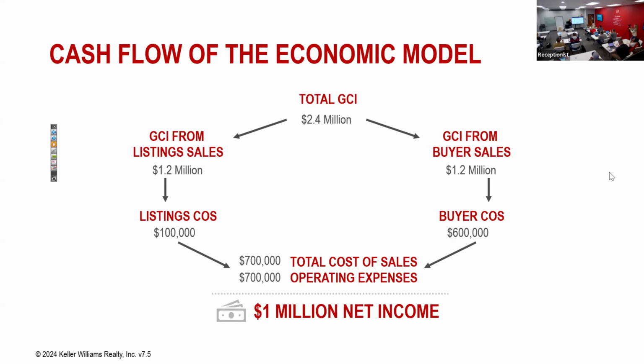But when we're talking about cost of sale, listings cost of sale would be about $100,000 and buyer cost of sale would be about $600,000. Anybody have any ahas right away? Why? Yes. Why are buyer's agents so much more expensive?